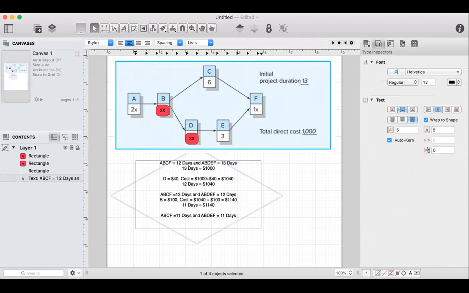Yeah. We'll do C equal $50, E equal $50. Cost equal 1,140 plus $100 equal 1,240. So you would say 10 days equal 1,240. Does that make sense, my friends?